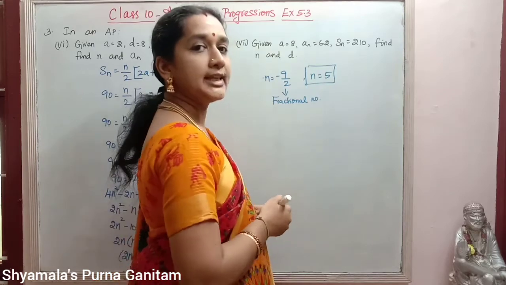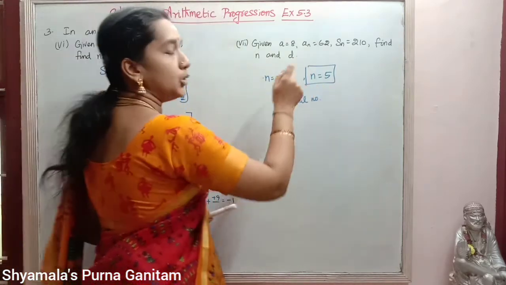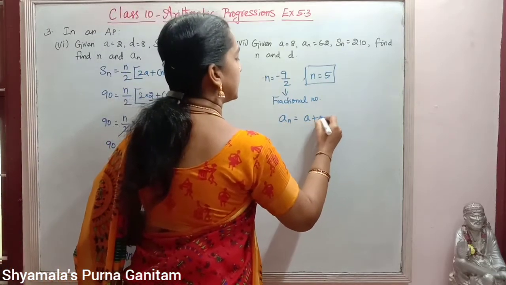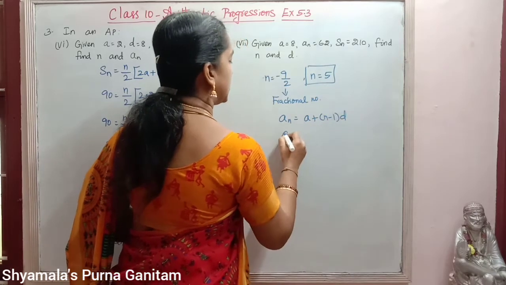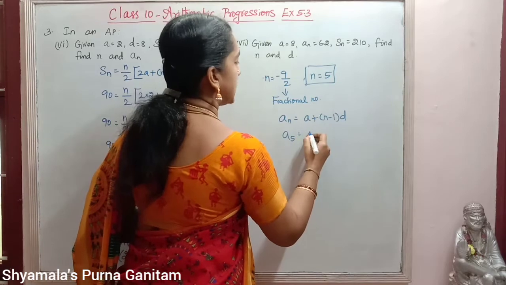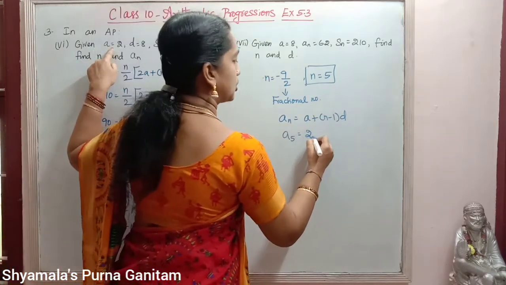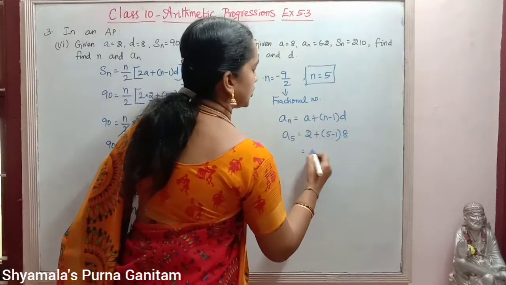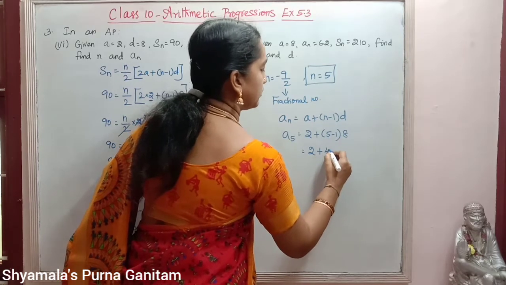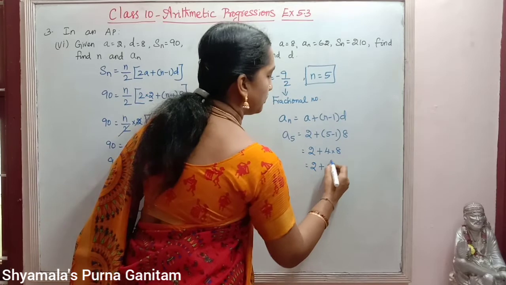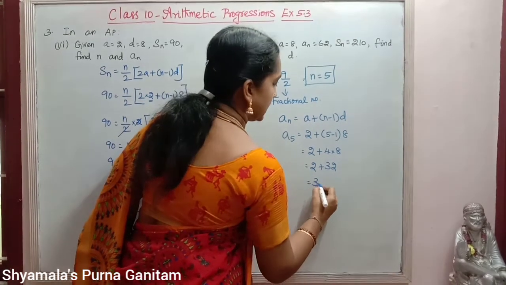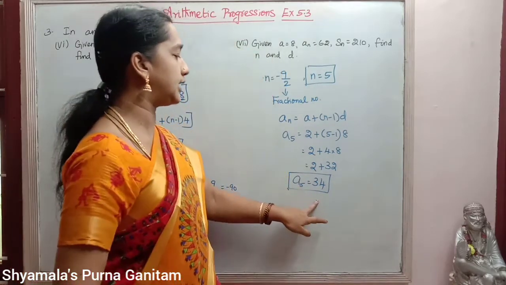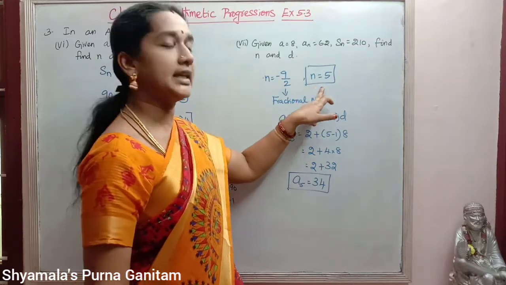Therefore, the n value we were asked to find is equal to 5. Then we will find an. So an is equal to a plus (n minus 1) into d. With the n value we got as 5, a value in the question given as 2, plus (5 minus 1) into d value given as 8. So this is equal to 2 plus 4 into 8. 2 plus 8 fours are 32, we will get 34. That is the a5 value. So a5 is 34 and n is equal to 5.